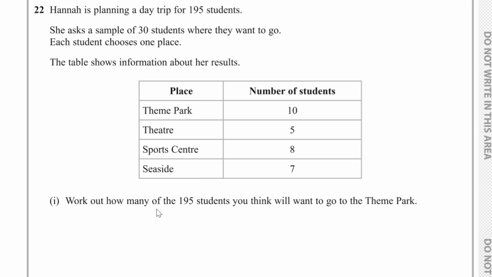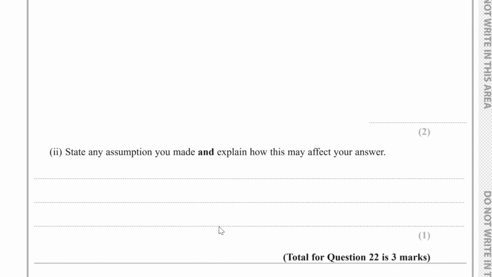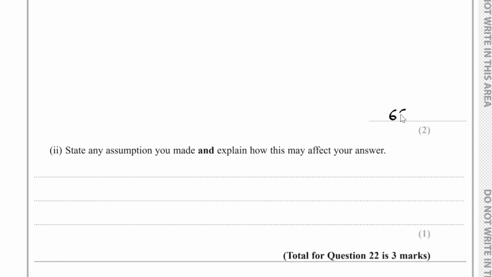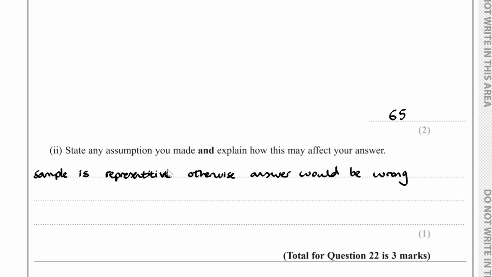And we have to work out how many of the 195 students you think will want to go to the theme park. Well, here we have 10 students out of the 30. And this is representative of the 195. So we multiply this by 195, turns out we get 65. So therefore, we have 65 students who want to go to the theme park. And we have to state any assumptions you made and explain how this may affect your answer. So here the sample is representative, otherwise our answer may be wrong.